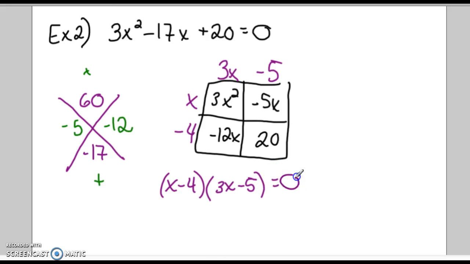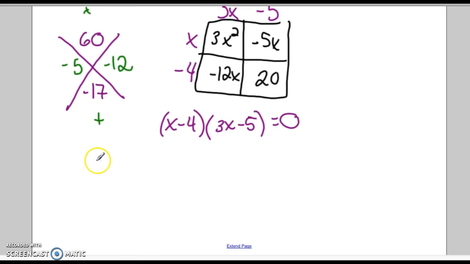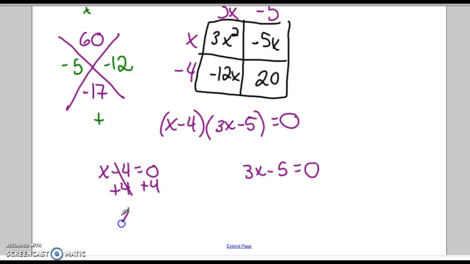And again, I still have my equal to 0. So at this point, this is when I'm going to solve and set them both equal to 0. So I have x minus 4 equals 0. And I have 3x minus 5 equals 0. So this first one is only a one-step equation. I know because it's a -4, I'm going to add 4 to cancel it out. So I get x equals positive 4.